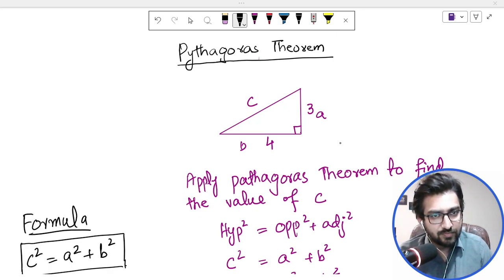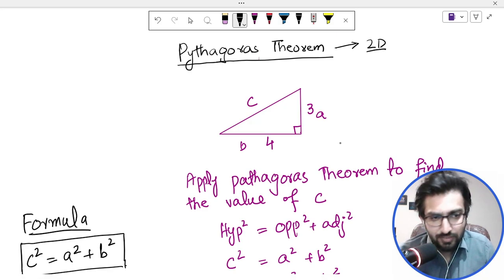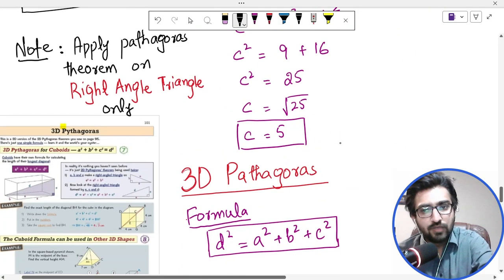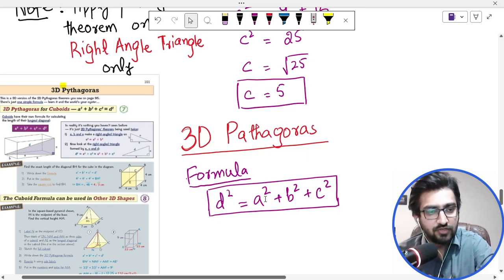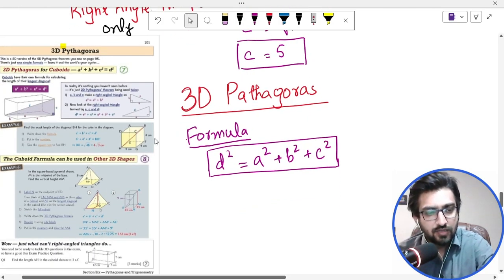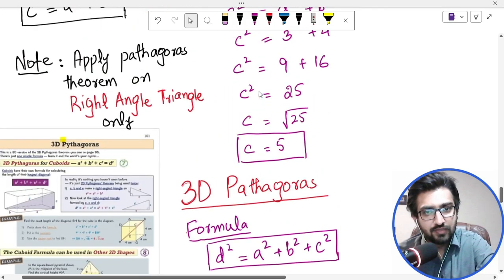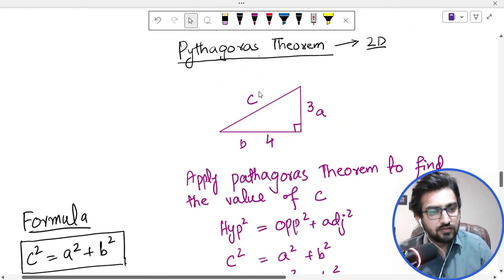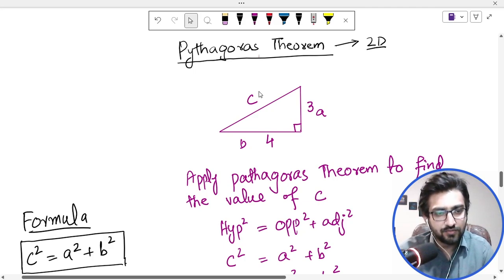All right, I will explain Pythagoras theorem in two-dimensional, and after that we will move on to Pythagoras theorem in three-dimensional. We will also be studying how to apply Pythagoras theorem on different shapes, for example a pyramid and a cuboid. Okay, so we will be studying all these things in today's lesson. So let's start and understand Pythagoras theorem.